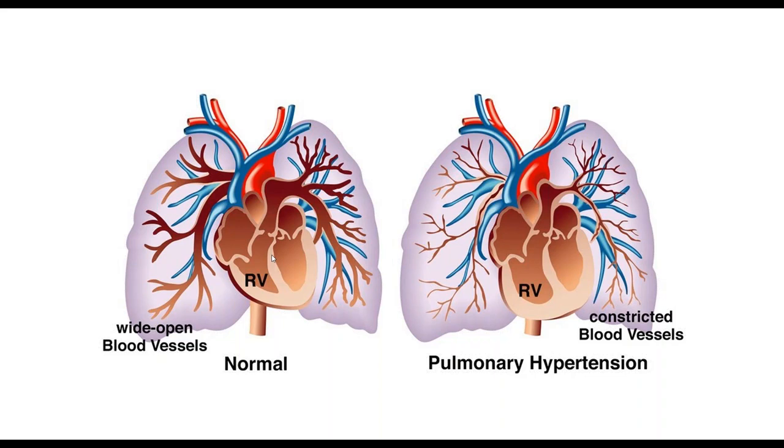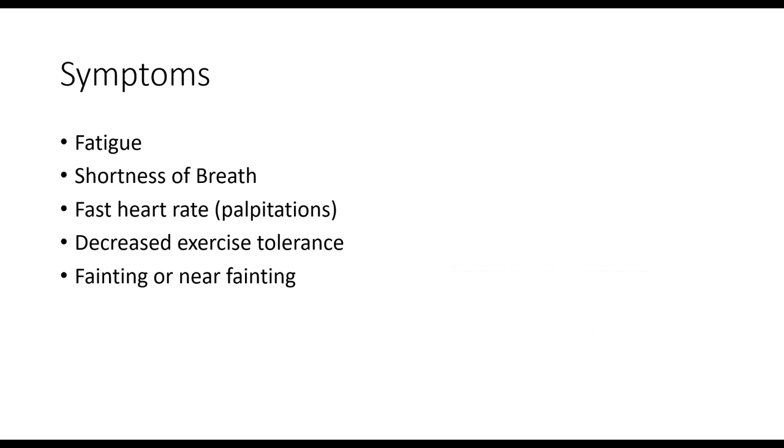And this is just a picture of what tends to happen over time. On the left side, you can see the right ventricle, which is the workhorse of the right side of the heart, pumping blood into the lungs. And over time, it becomes larger and is less able to do its job. You can see it's even pushing into the other side of the heart. Okay. So what are the symptoms?